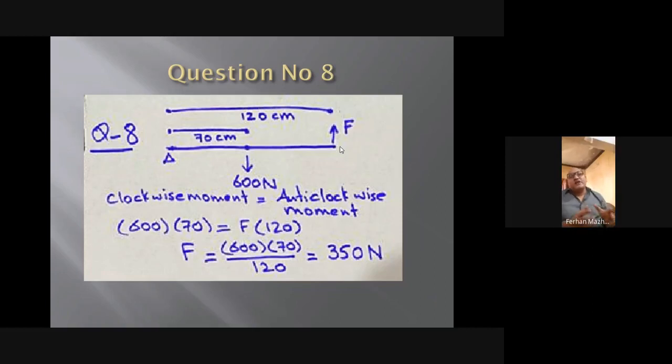600 multiplied by 70 equals F multiplied by 120. To make F alone, 120 will go to the other side and divide there. So it will be 600 multiplied by 70 divided by 120, which equals 350 Newton. So the force F will be 350 Newton. I hope that you have understood this calculation, and the answer is 350 Newton.